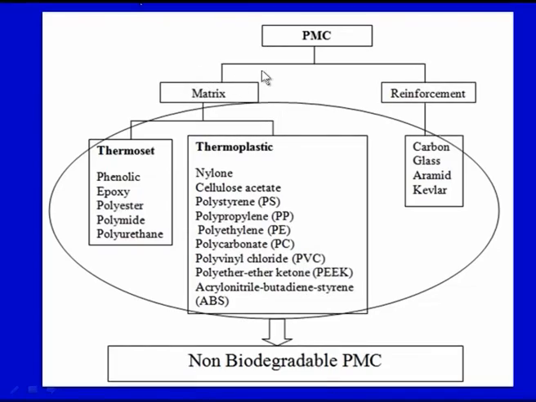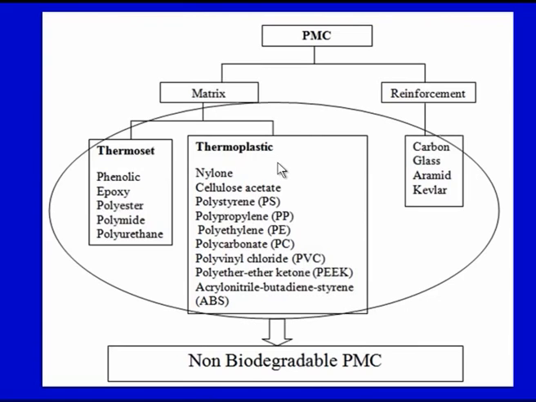Now, a basic polymer matrix composite has two basic constituents, that is the matrix and the reinforcement. The matrix can be a thermoset matrix or it can be a thermoplastic matrix. So, why is this classification given here? Because the processes that we are going to discuss, or their applicability, would depend upon the type of the material they are going to process.